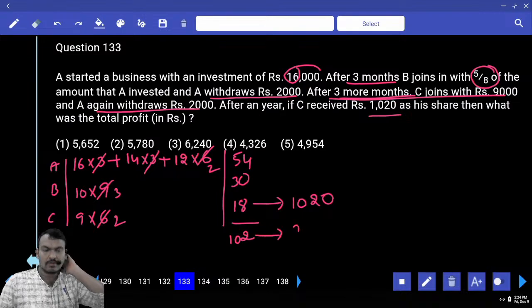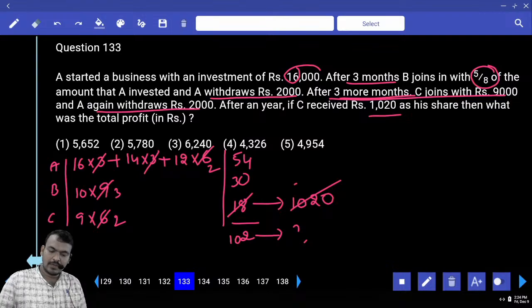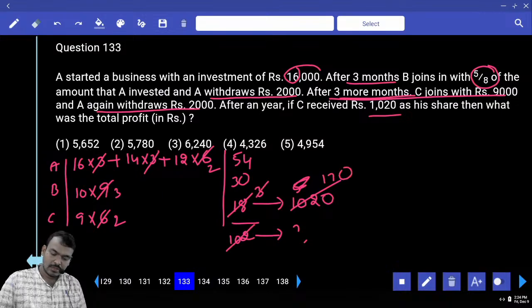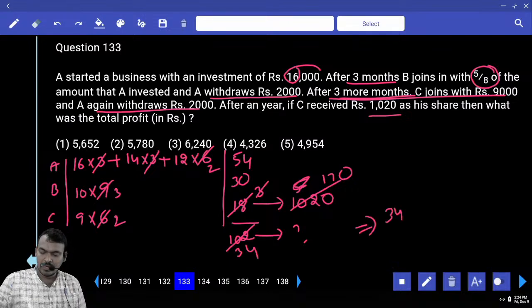2 parts are required. First, 18 how many times? 5 times or 6 times? 18 5s are 90. Remaining 12, 120. 6 how many times? 3 times. 6 how many times? 170. 3 how many times? 1 or 2? 34. 34 into which one? 170.